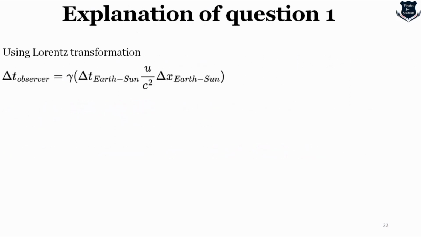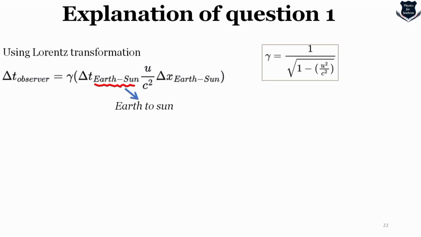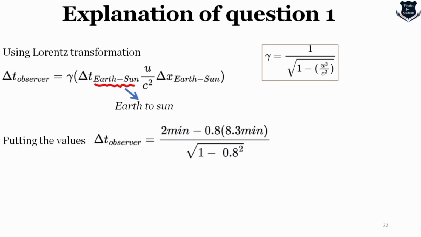How do we approach this problem? I have written certain scripts; you can use different ones. I have mentioned delta t to be the observer's, this one Earth to Sun delta t, and u upon c square. This is quite simple. I've just taken the formula gamma equals 1 upon root of 1 minus u square by c square. I have used u instead of v because in the problem it is mentioned u. So putting the values, we get 2 minutes minus this, which comes to minus 7.7 minutes.